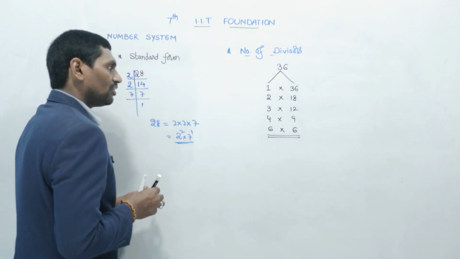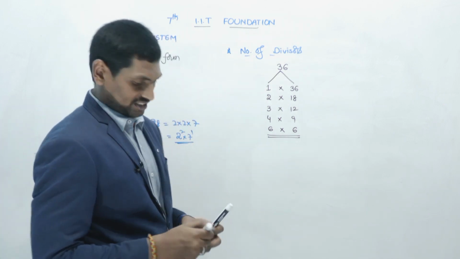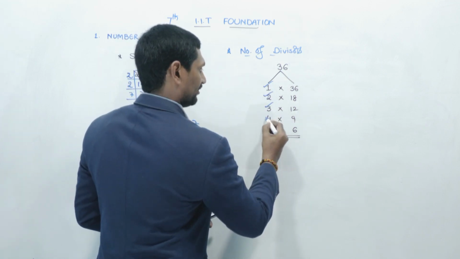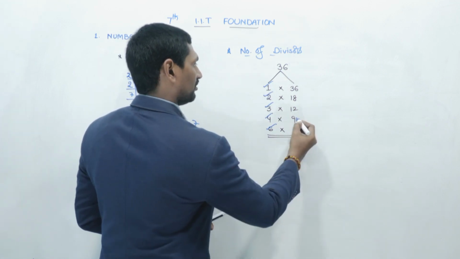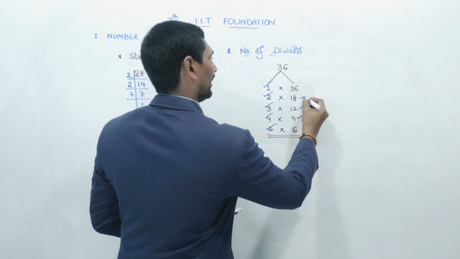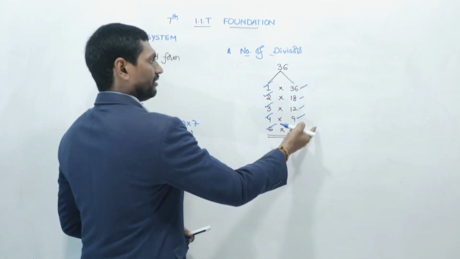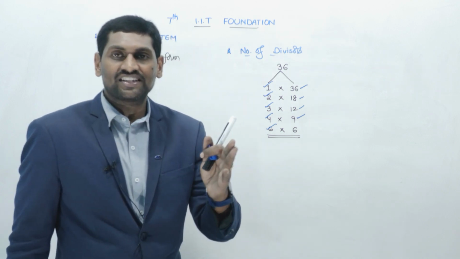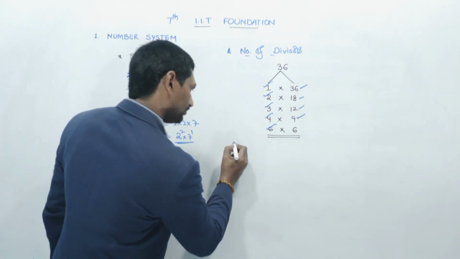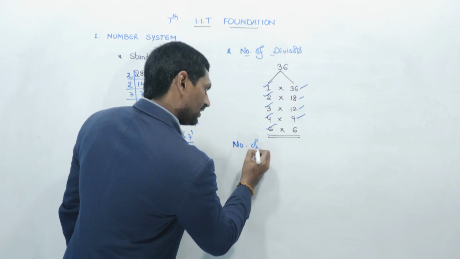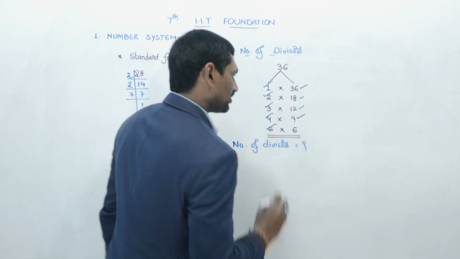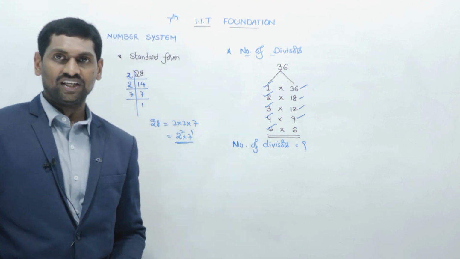So let us try to count the number of factors. 1 is a factor. 1, 2, 3, 4, 6. 6 is repeating now. Next 9, 12, 18, 36. Here 5 and 4, the total number of divisors or number of factors is nothing but 9. Number of divisors equals 9. Okay, right.